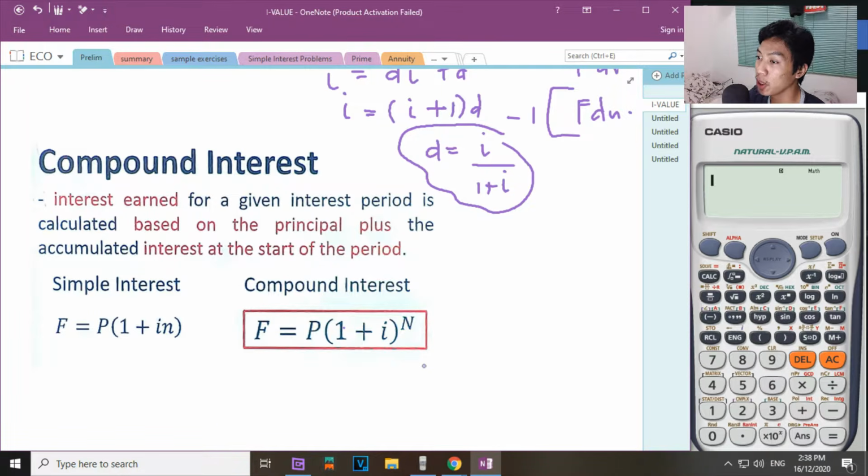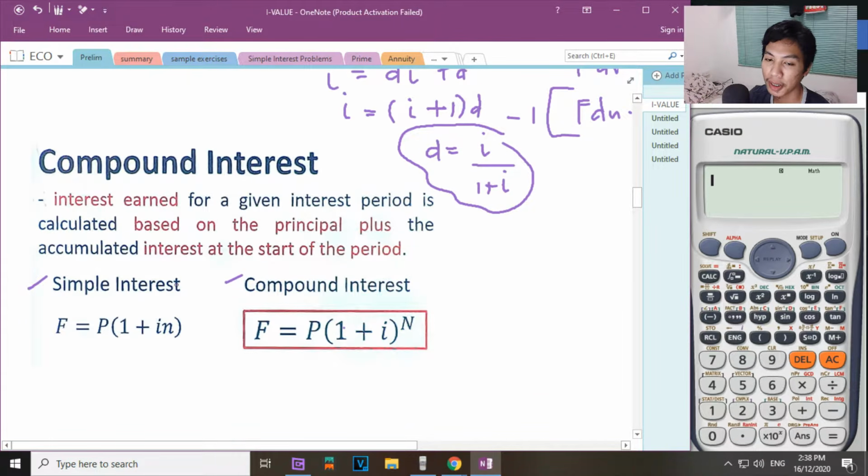Ibig sabihin, continuously, tumutubo yung pera mo. At yung pera mong in-invest, magkakaroon ng tubo, at yun ulit, magiging cumulative, kakaroon ng tubo, and so on. Ganun yung kanyang pagpapakahulugan in Tagalog. Yun. So, it is the comparison ng dalawa.